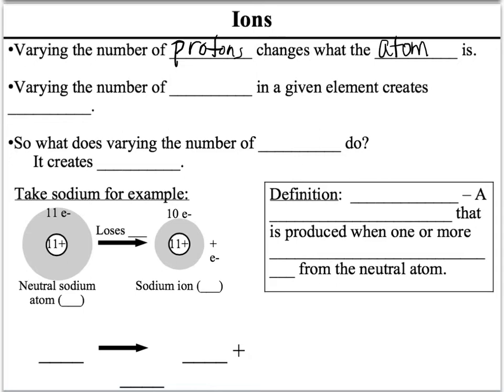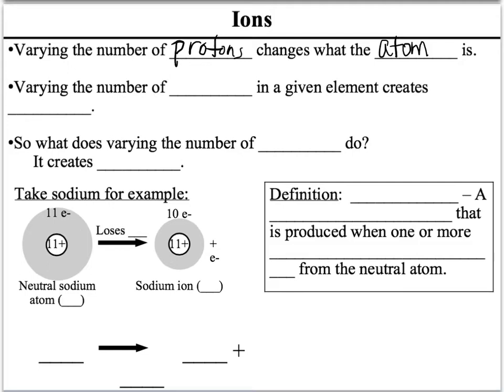So if you look on the periodic table, the first element is hydrogen. Hydrogen has 1 proton. The second element is helium. Helium has 2 protons. The third element is lithium. Lithium has 3 protons, and so on and so on and so on.